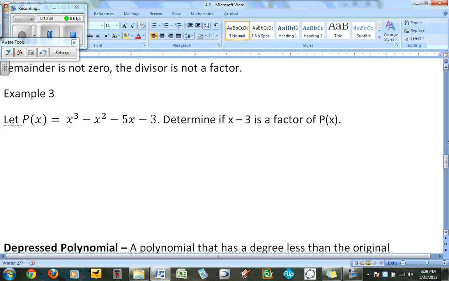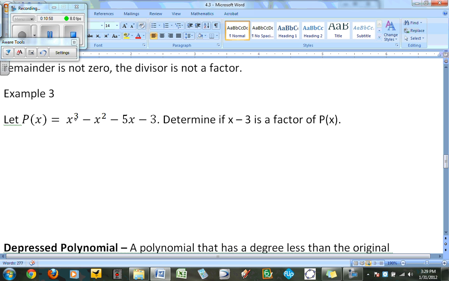So they gave us this polynomial x cubed minus x squared minus 5x minus 3. They want us to determine if x minus 3 is a factor. Well, you can do long division if you want to. I'm going to go ahead and use synthetic division. I just like that better.